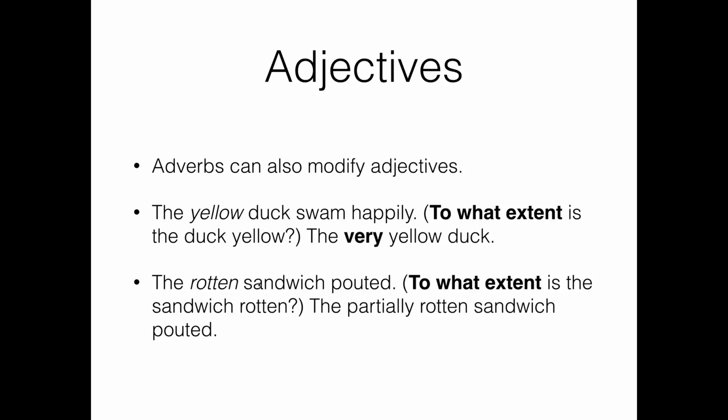If we just have the word sandwich, we probably think of good food. If we think of a rotten sandwich, we think, oh, it's completely gross. If we think it's partially rotten, then maybe we can cut away some of the good parts. So that gives us more information. So partially tells us about rotten. Rotten tells us about sandwich.